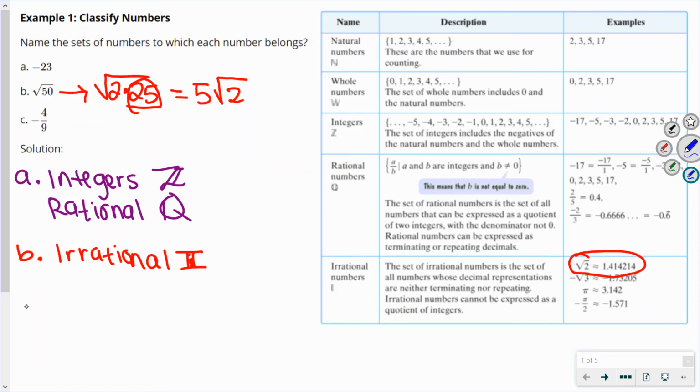Last one, negative 4/9. Negative 4/9 is not a counting number or a natural number. It's not a whole number because whole numbers are the counting numbers that just include 0. It's not an integer because, again, it's not a whole number. It is rational because it is a fraction like 2/5 or negative 2/5. So this is negative 4/9 and it is a rational number. And the symbol for rational numbers is this bolded Q.